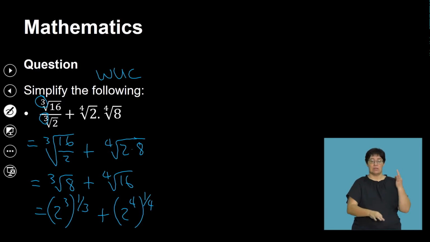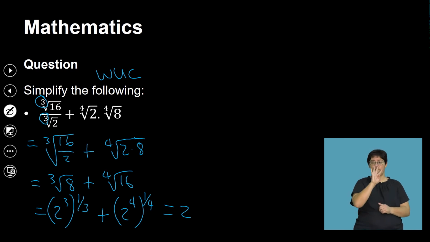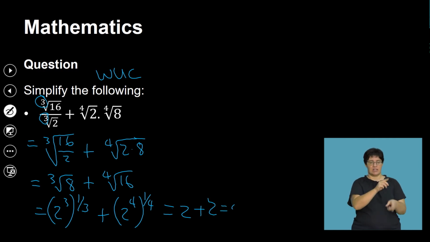Now, to simplify this, 3 multiplied by a third is 1, so I will be left with just the 2 there. And then 4 multiplied by a quarter will just be 1 as well, so I will be left with a 2 there, and then my final answer will be 4, right?